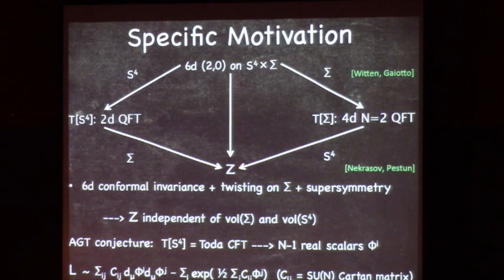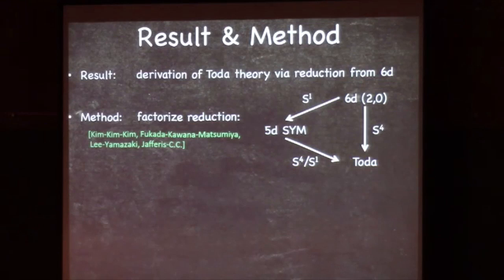So as a little reminder, if you have N parallel M5 branes, the Toda theory will have N minus 1 real scalars, and has a Lagrangian that I'll flash here. It's got a standard kinetic term and an exponential potential. Okay, so what's the punchline? Our result will be a derivation of Toda theory via dimensional reduction from 6 dimensions.